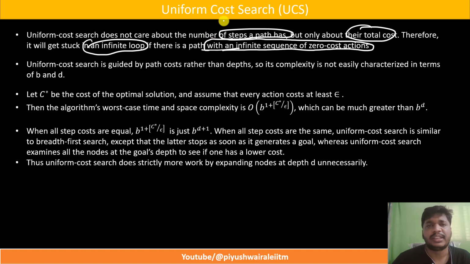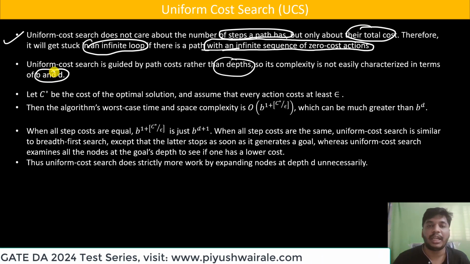In some sources, this particular condition is not specified, but yes, uniform cost search can also get stuck in an infinite path when there is a path with an infinite sequence of zero cost actions. This is an important point to note. Uniform cost search is guided by path cost rather than depth, as we have seen. So its complexity is not easily characterized in terms of b and d. We cannot say whether it is order of b to the power d or b into d, as in the case of DFS and BFS.